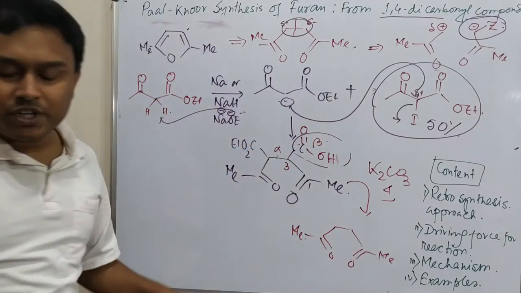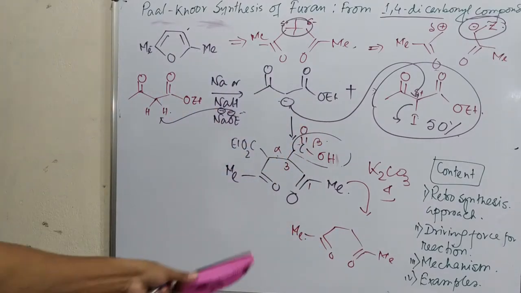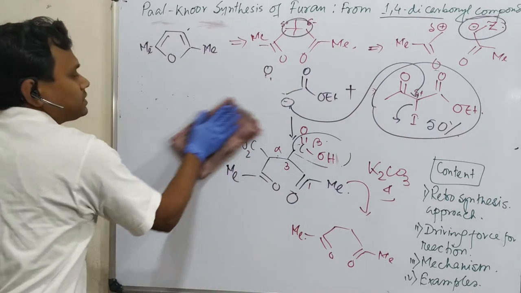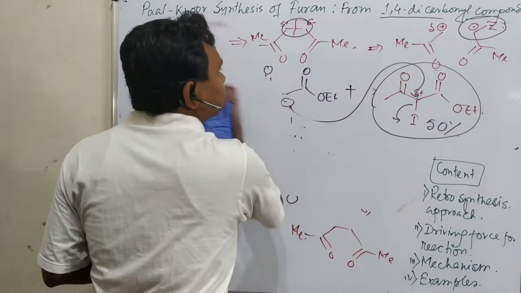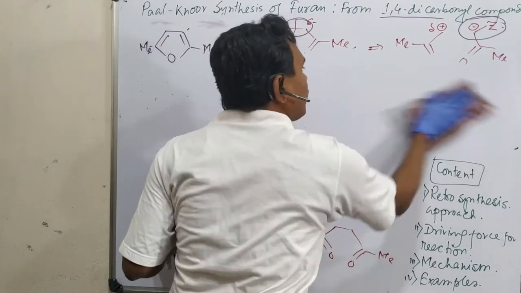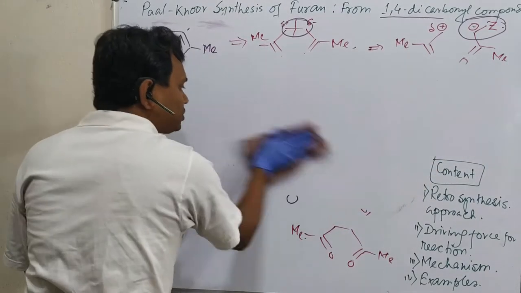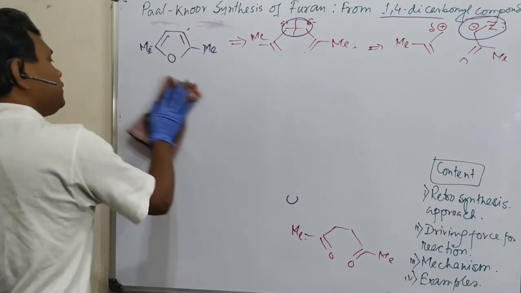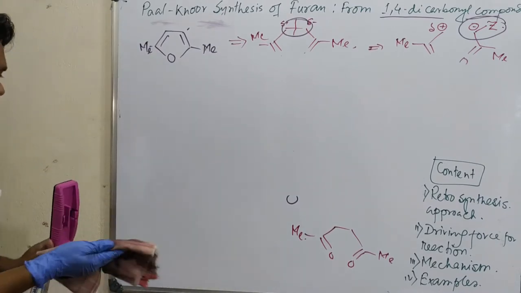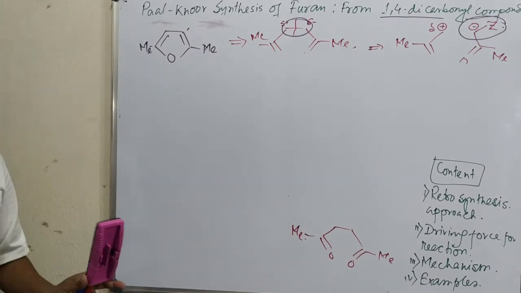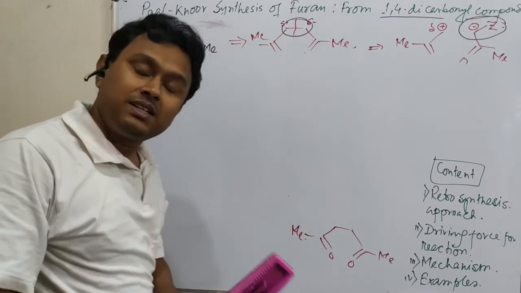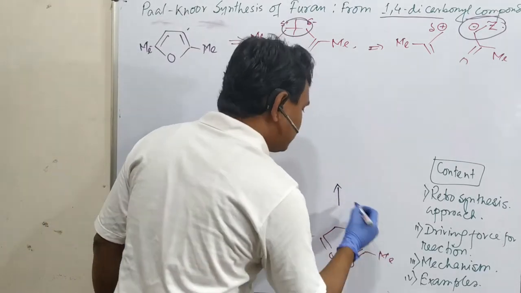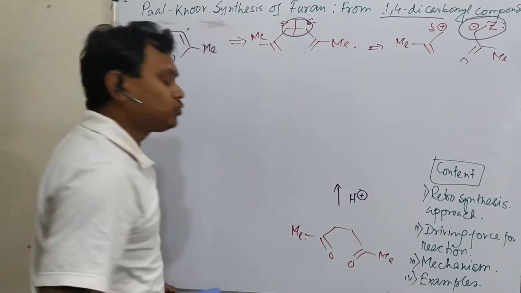Fine. So now the question is how we can convert this dicarbonyl compound into the furan. So let's focus on this part. What have we learned? We have learned about the disconnection approach. Right now, as I told, how it is converted into furan, I'll explain with mechanism. For this purpose, we need an acid and a dehydrating reagent, for example acetic anhydride or phosphoric acid, whatever. Let's take H+.